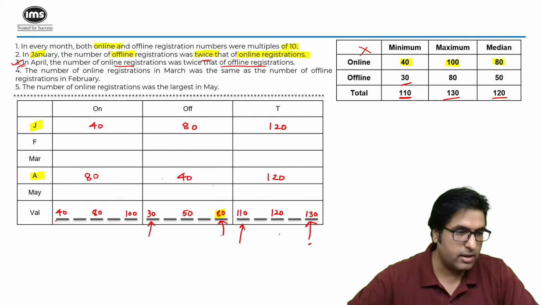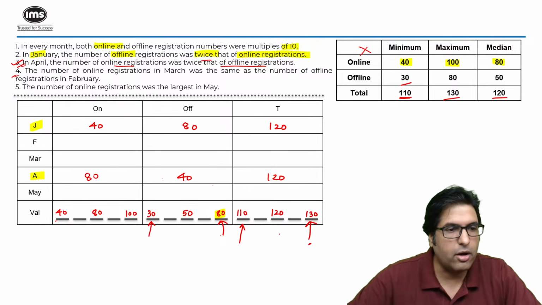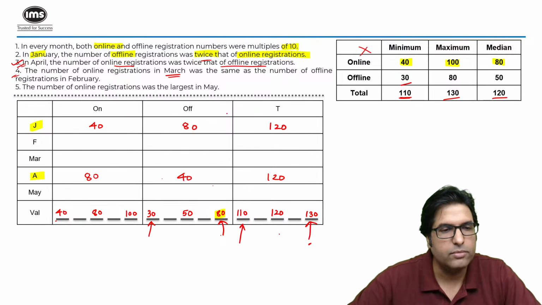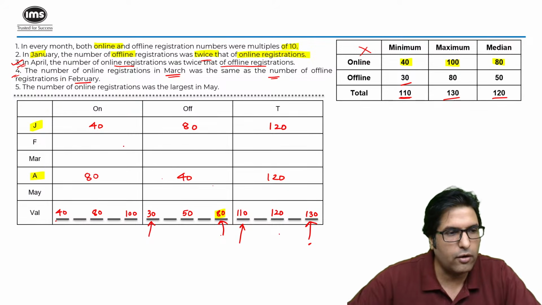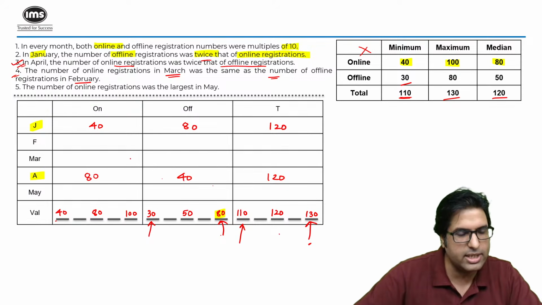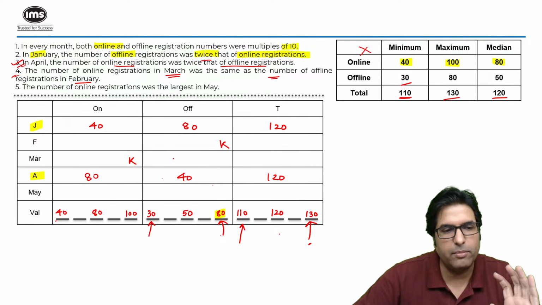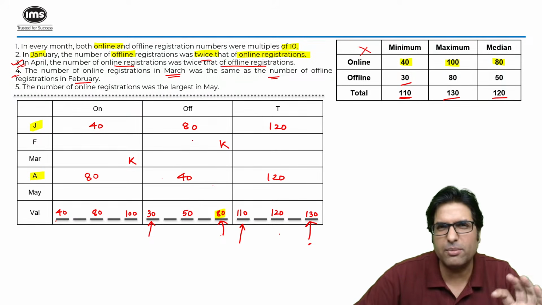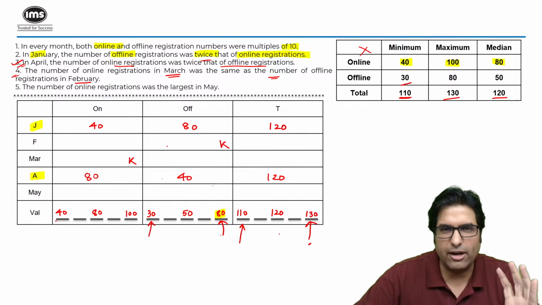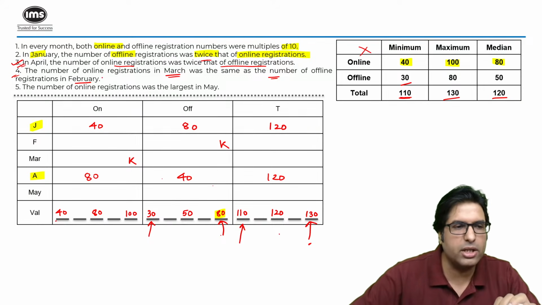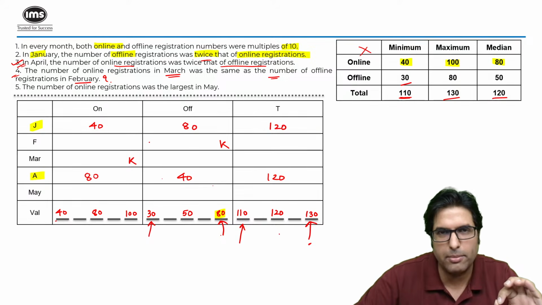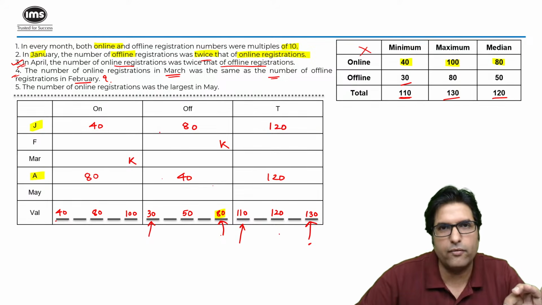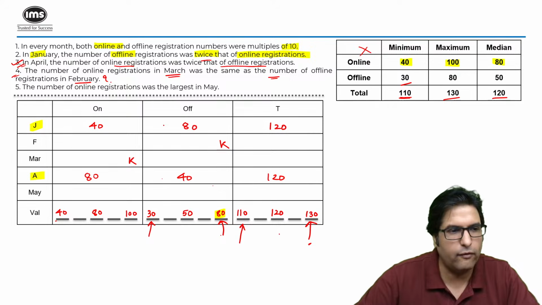Let's look at the next clue. The number of online registrations in March was the same as the number of offline registrations in February. Number of online registrations in March. So let's say this value is K, the number of offline registrations in Feb, both values will be K. Alright, can I figure out something from this K? So far, there will be multiple possibilities. I'll put this on hold. I'll put a question mark in my rough sheet by writing bullet point 4 and question mark, saying I need to go back to the fourth clue again.